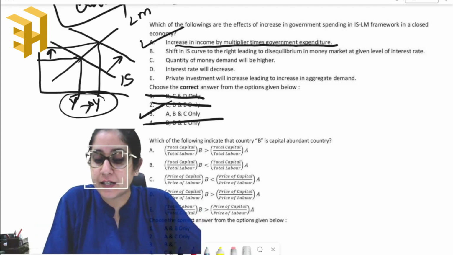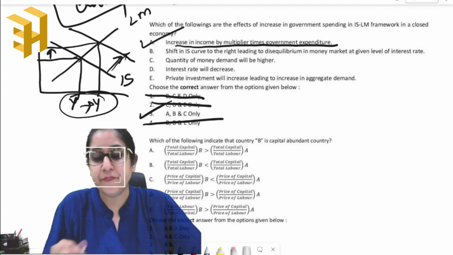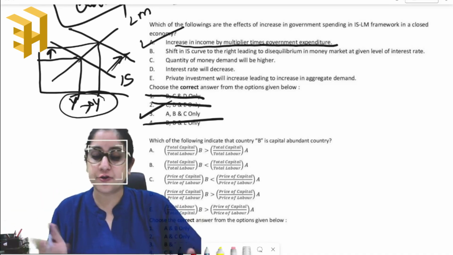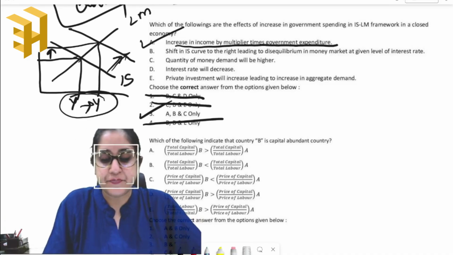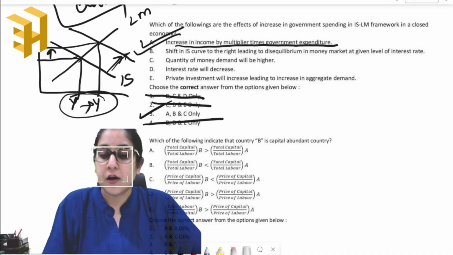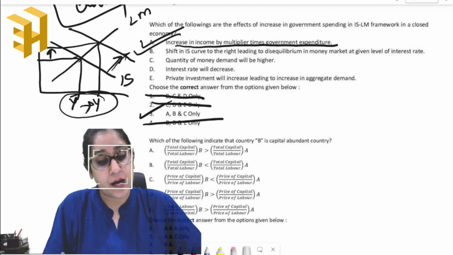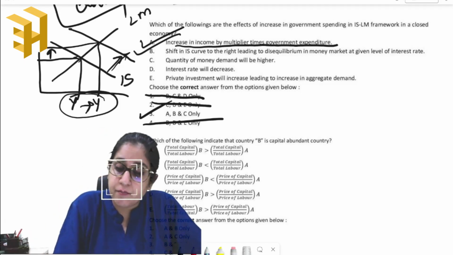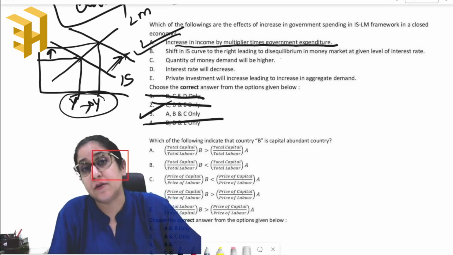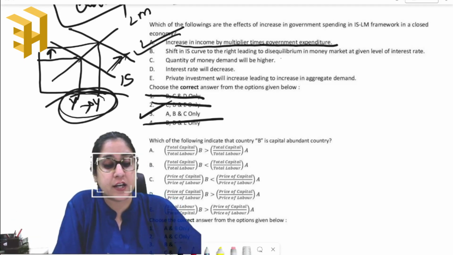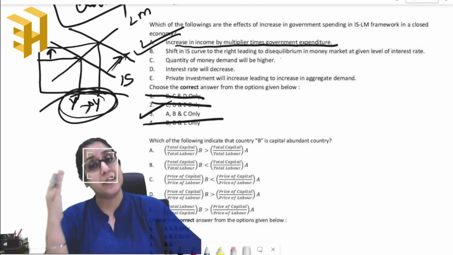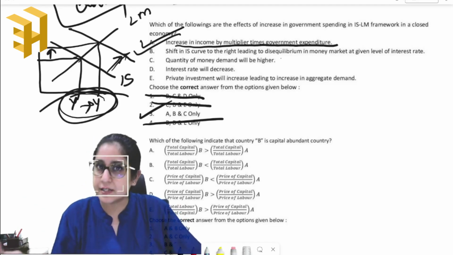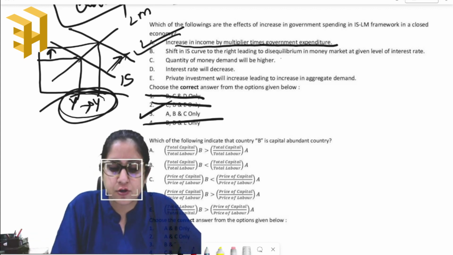Shift in IS curve to the right, which is happening, leading to disequilibrium in the money market at a given level of interest rate. That is true, right? So B is also right. Quantity of money demand will be higher. Yes, because there will be more transactions taking place because of increased income. Once the income increases, the number of transactions also increases. People tend to spend more, isn't it? So C is also right.